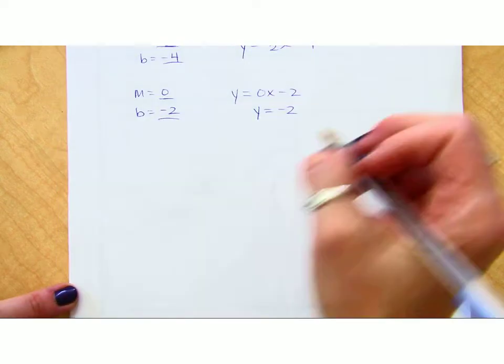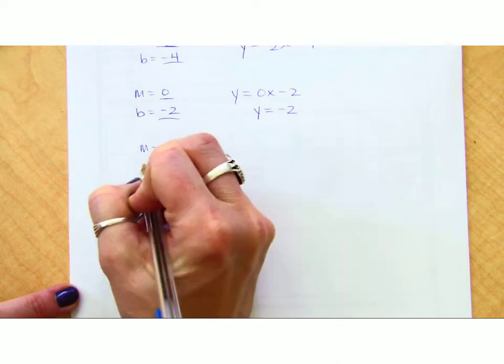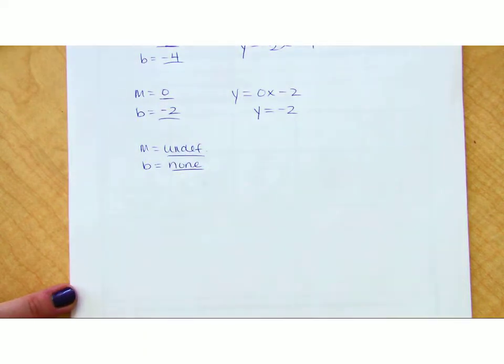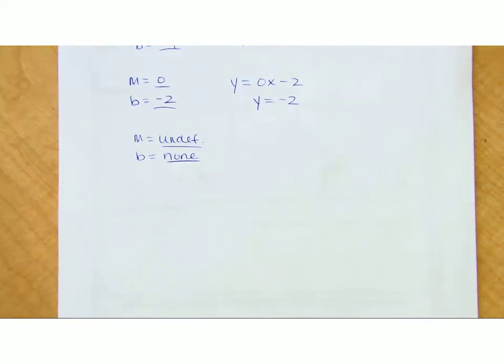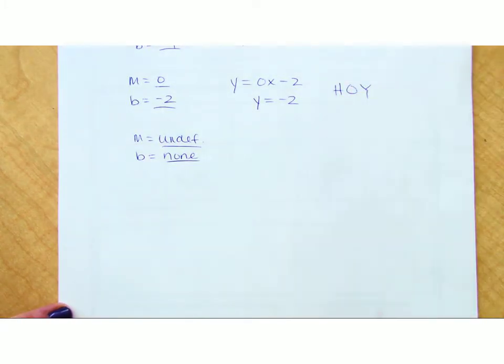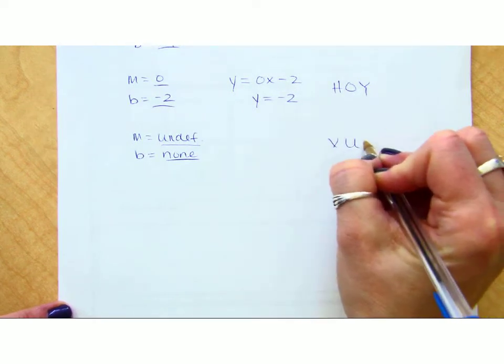Then it could get even trickier because I might say this time your slope is undefined and your y-intercept, hey, there isn't any. Right off the bat, that's very uncommon. What type of line has an undefined slope? Horizontal or vertical? Vertical, which is your x equals, right? Remember, HOY. So this is your horizontal slope of 0, y equals. This is your vertical undefined x equals.